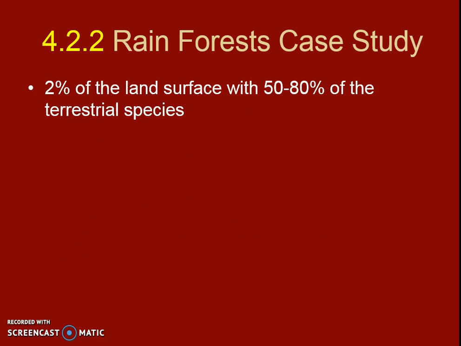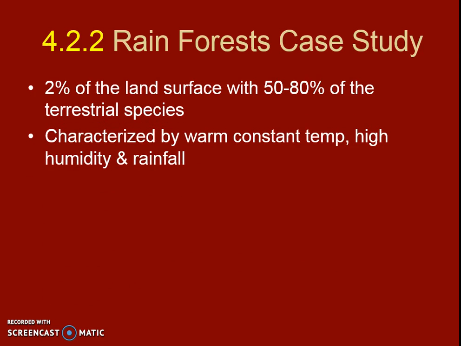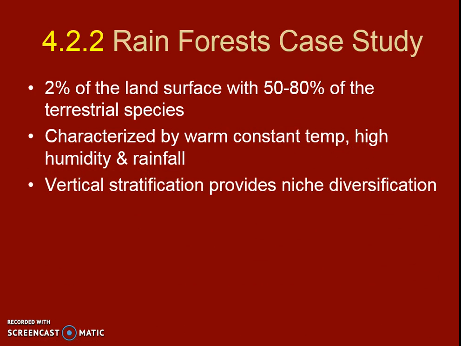All right, 2% of the land surface, with 50 to 80% of terrestrial species. So that means that even though it's not taking up much space, it's taking up a lot of the diversity in our globe. It has very warm, constant temperatures and high humidity and rainfall. Remember, we must be specific when we talk about climatic factors.